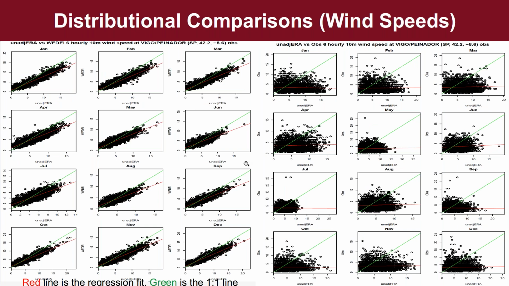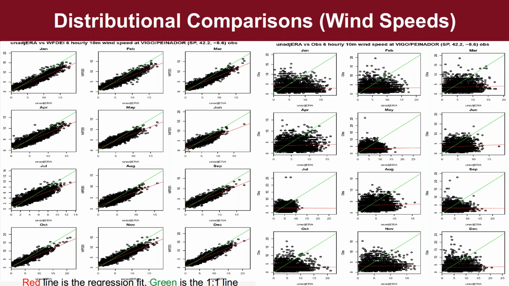Another way of looking at this data is to directly compare the data as a scatter plot. So this is taking all 6-hourly values during here in March for the whole period of record from 1979 to 2016. So there's an awful lot of dots here, and on these plots, this is the unadjusted ERA interim on the left-hand side for Vigo compared to the WFDEI. Now the green line is the one-to-one line, and the red line is the regression fit between these dots.